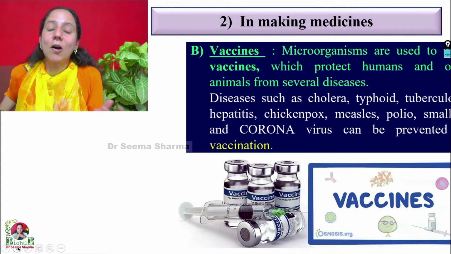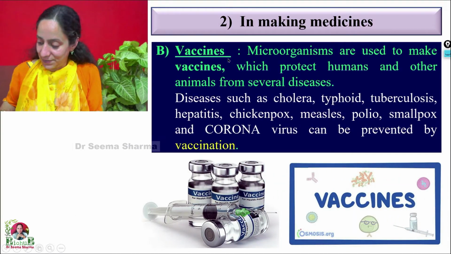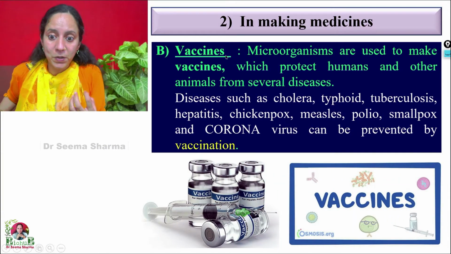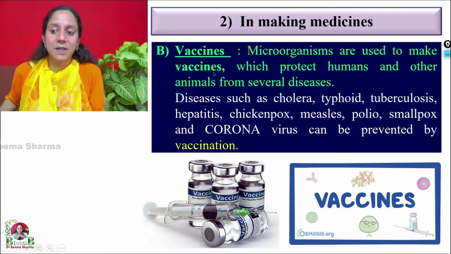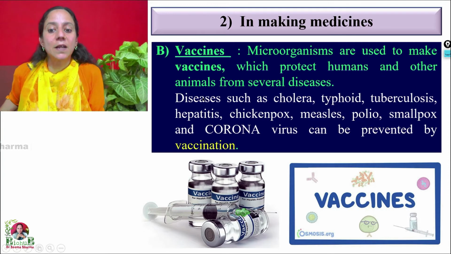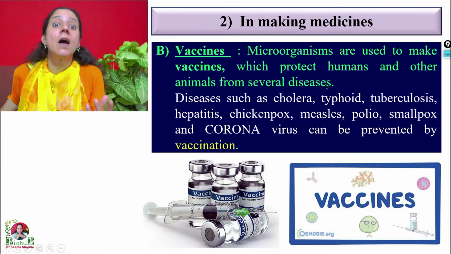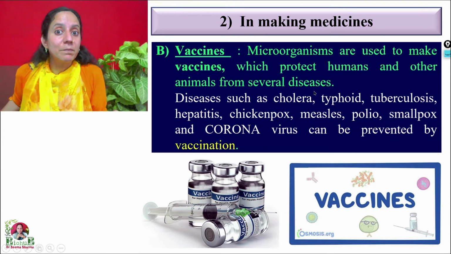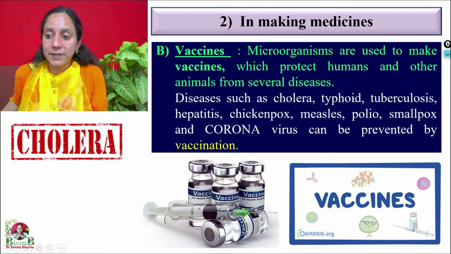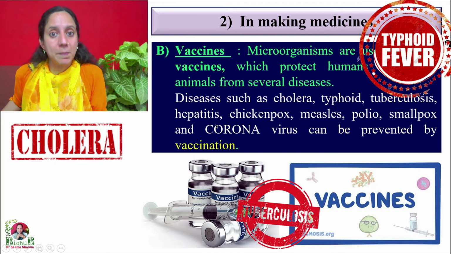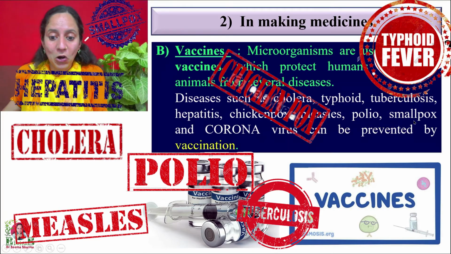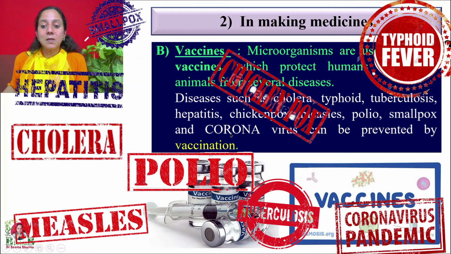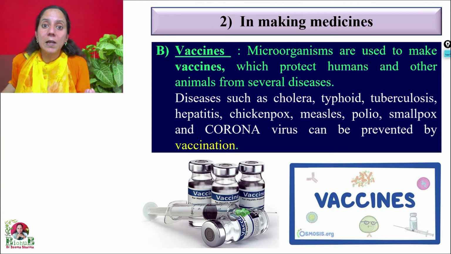Next is making of vaccines. So now vaccines are also very important for human health. And a number of microorganisms are used to make vaccines which protect human beings and other animals from several fatal diseases, and that too beforehand. Diseases such as cholera, typhoid, tuberculosis, hepatitis, chickenpox, measles, polio, smallpox, corona can be prevented with the help of vaccination.